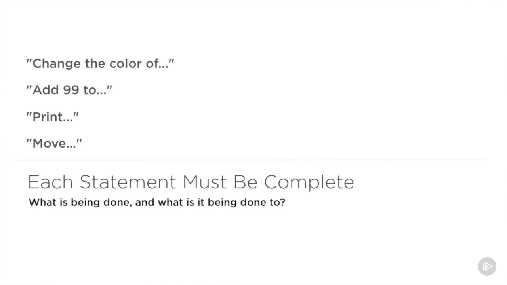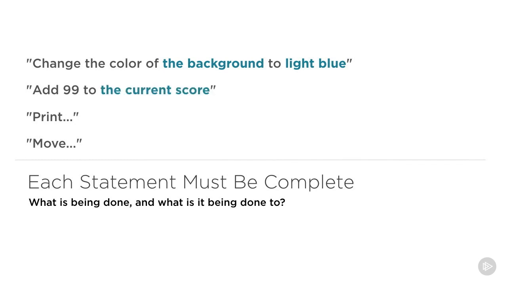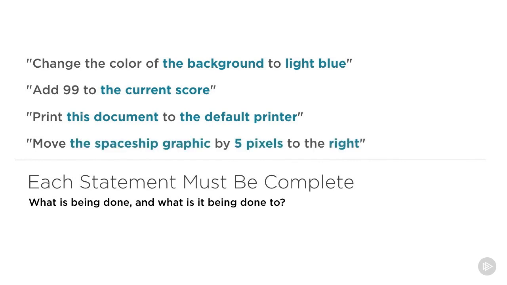Now, usually statements are just a few words. They'll often fit easily on a single line in your source code to say what is being done and what is it being done to. As examples, change the color of the background to light blue. Add 99 to whatever the current score is. Print the current document to where? Well, the default printer. Or move what? Move the spaceship graphic. How far? 5 pixels. Which direction? To the right.